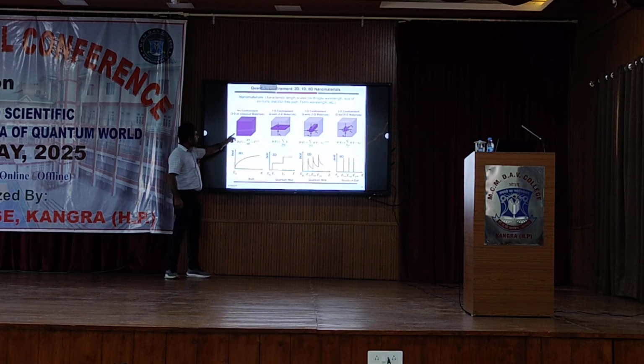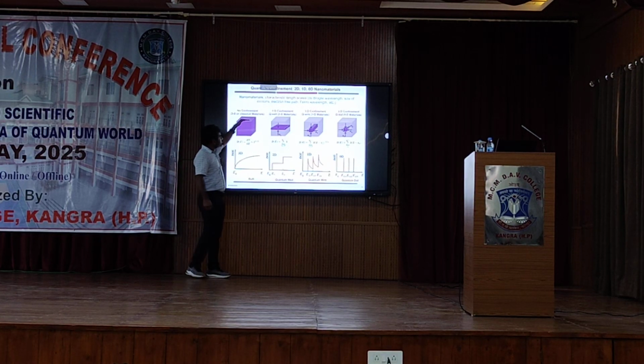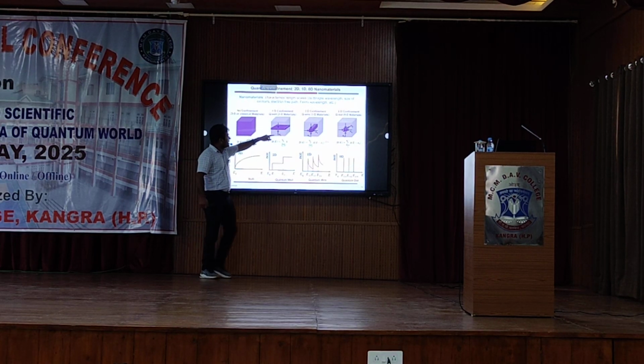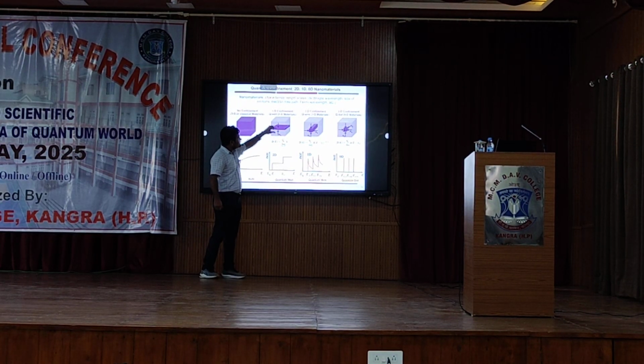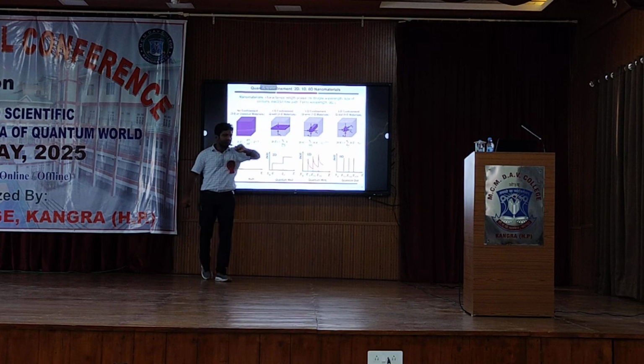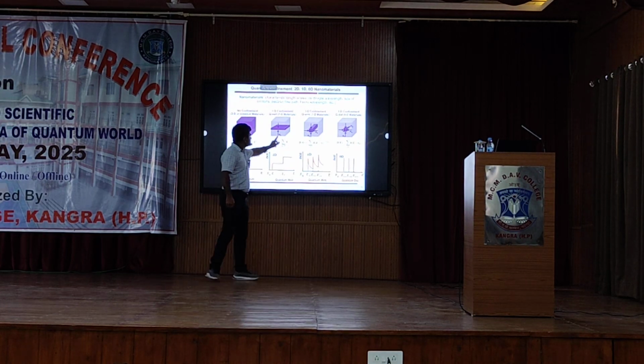It means the electron is free to move in all the 3 directions. It is not seeing the boundary. Now, if we reduce this material from one of the directions, the electron is restricted to move only in the 2 directions. It is not allowed to move in the z direction, let's say. And then this is known as the 2D material.